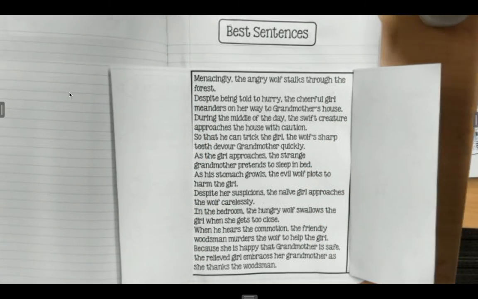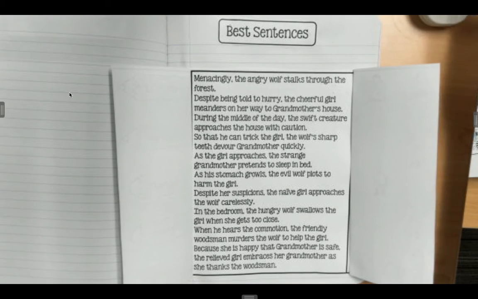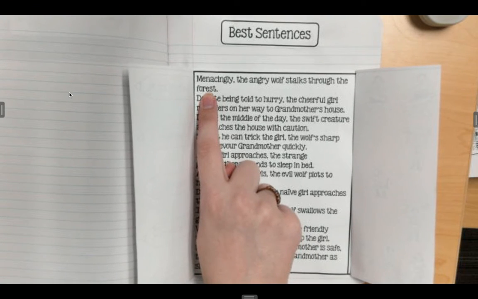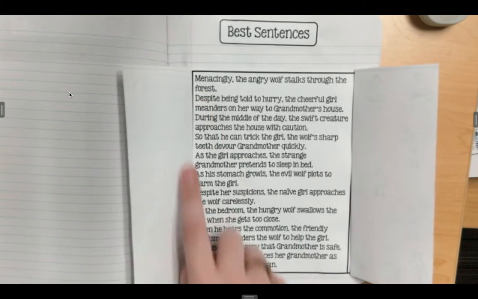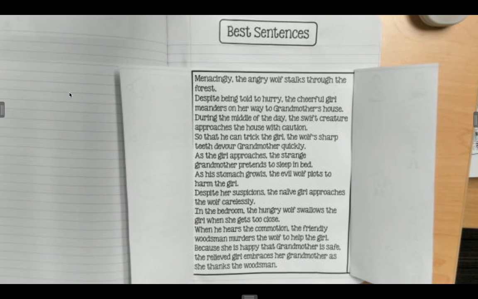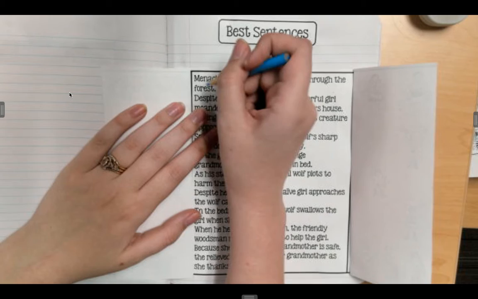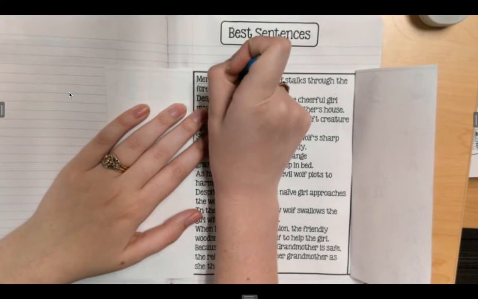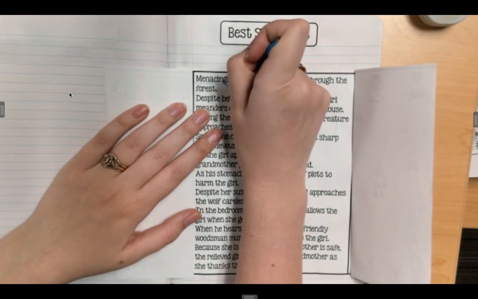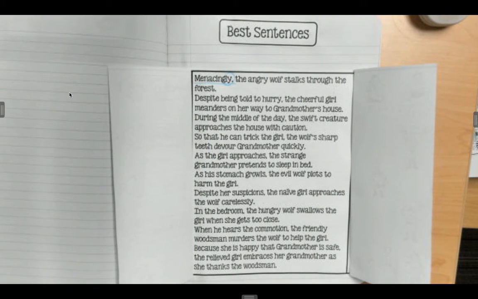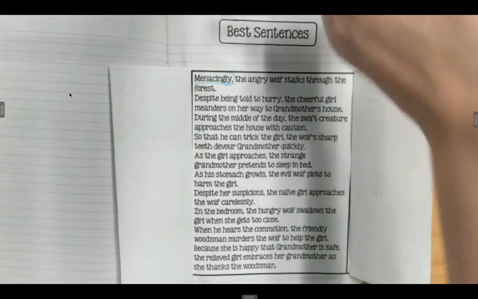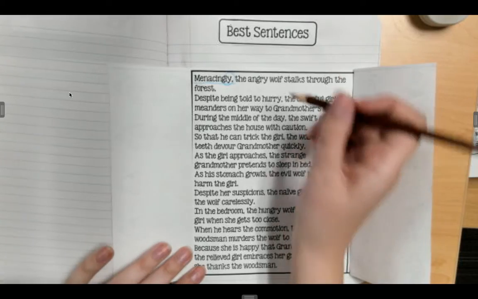So menacingly, the angry wolf stalks through the forest. I'm on the first sentence. Menacingly, the angry wolf stalks through the forest. Now, menacingly is an adverb, which means it's a how word and how action part. So we underline our how action part in blue. All these adverbs that end with ly, those are going to be how words underlined in blue. The next part, the angry wolf stalks. So angry is our describer. Angry is describing the wolf.